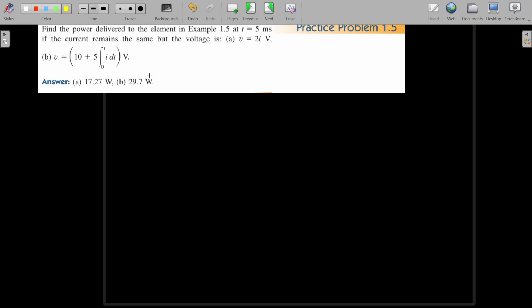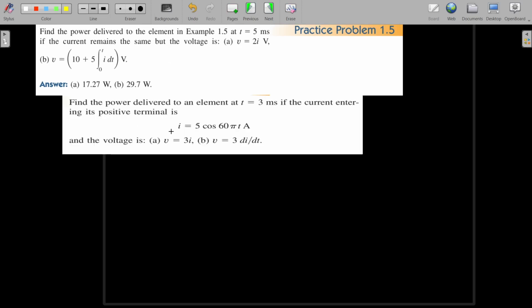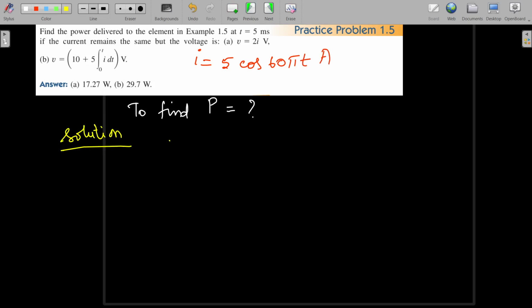So two parts of questions are asked, with two different values of voltages. But here we need to refer to example 1.5. In this, we need to refer to the current I because the current remains the same. That is given, right? So we need to refer to this current: I is equal to 5 cos 60 pi t amps. This is the only thing we need to take over here. So I equals 5 cos 60 pi t amps.